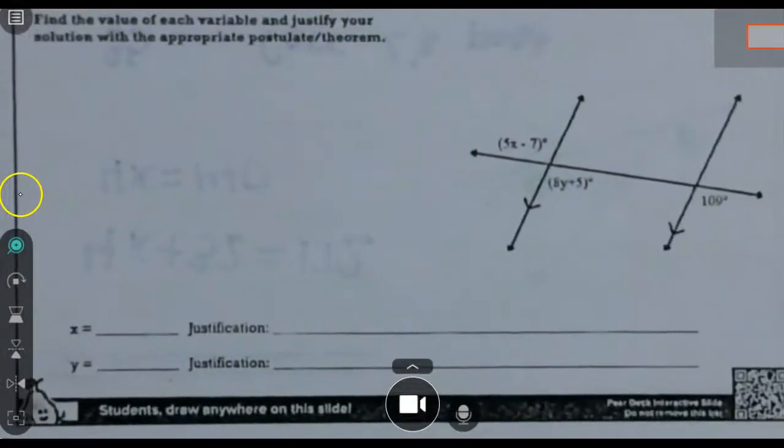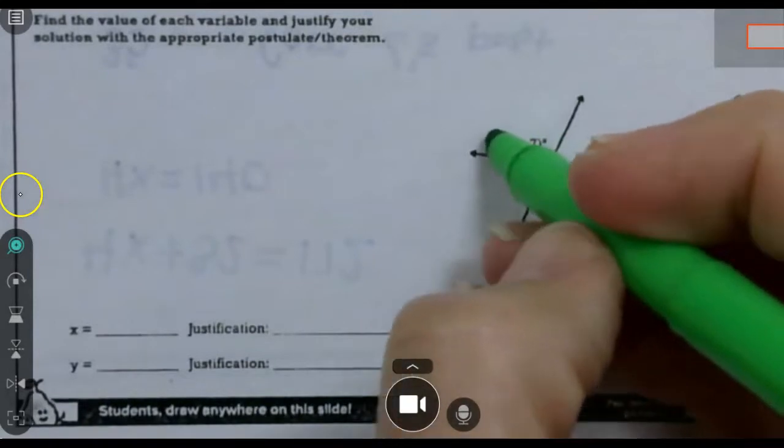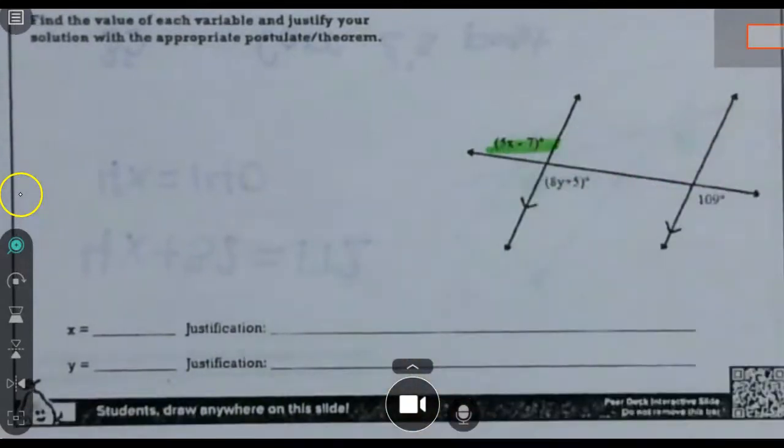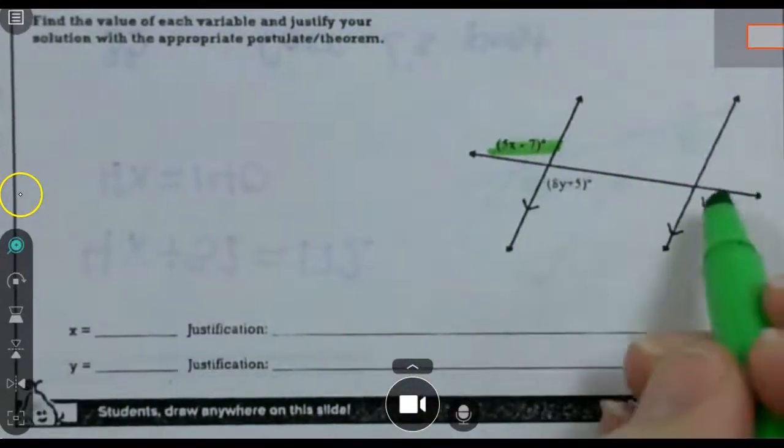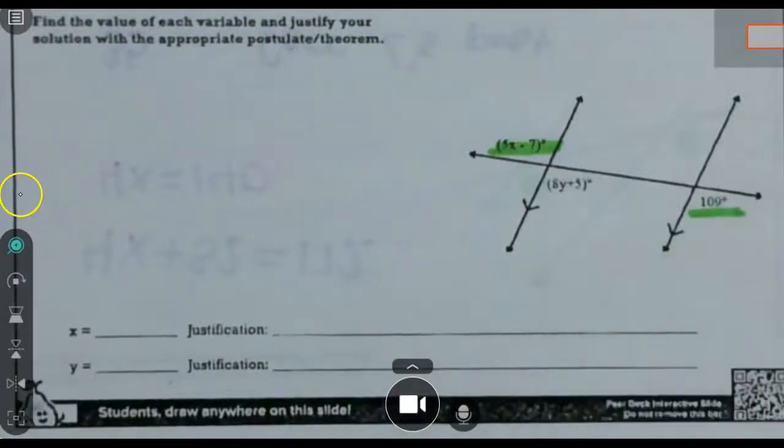This one, it actually doesn't matter. So let's say we do x first. So you have to kind of see how does x compare to the number 109? Okay, so let's start there. How does x compare to 109? Are they equal, or do they add to 180? And the answer is they're equal. They're equal because they're alternate exterior angles.